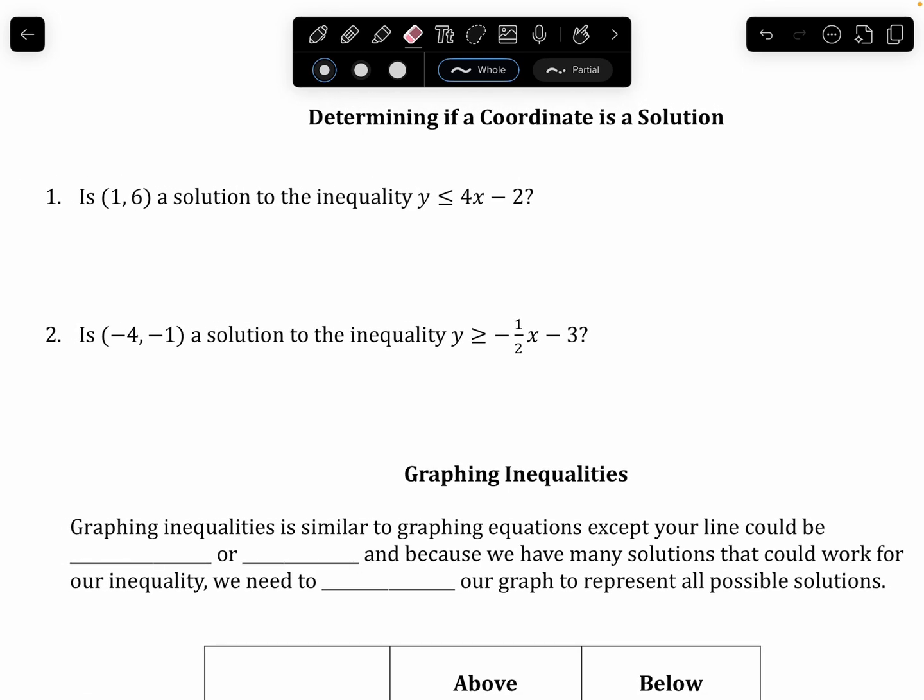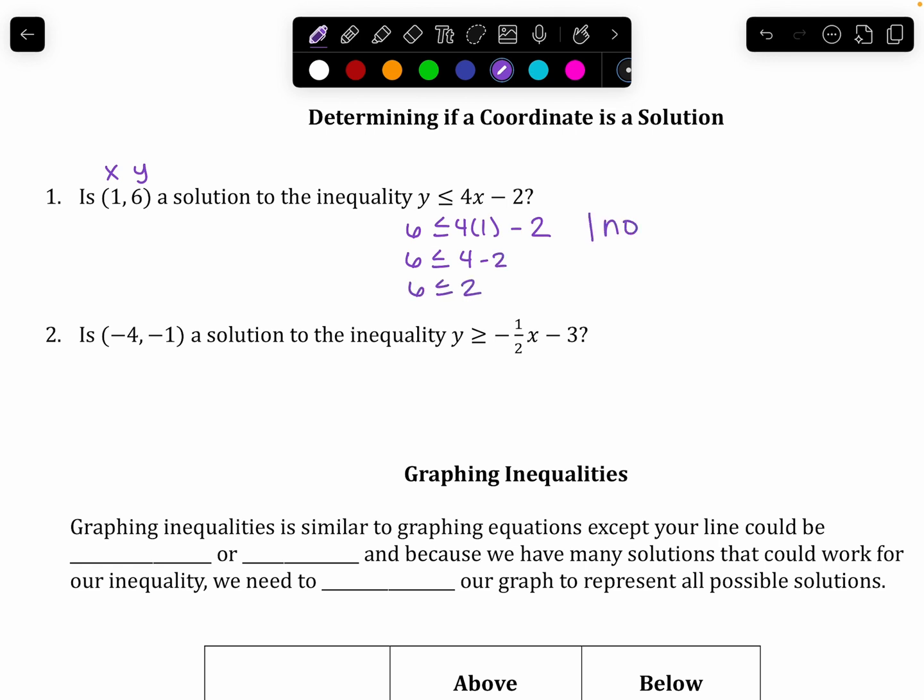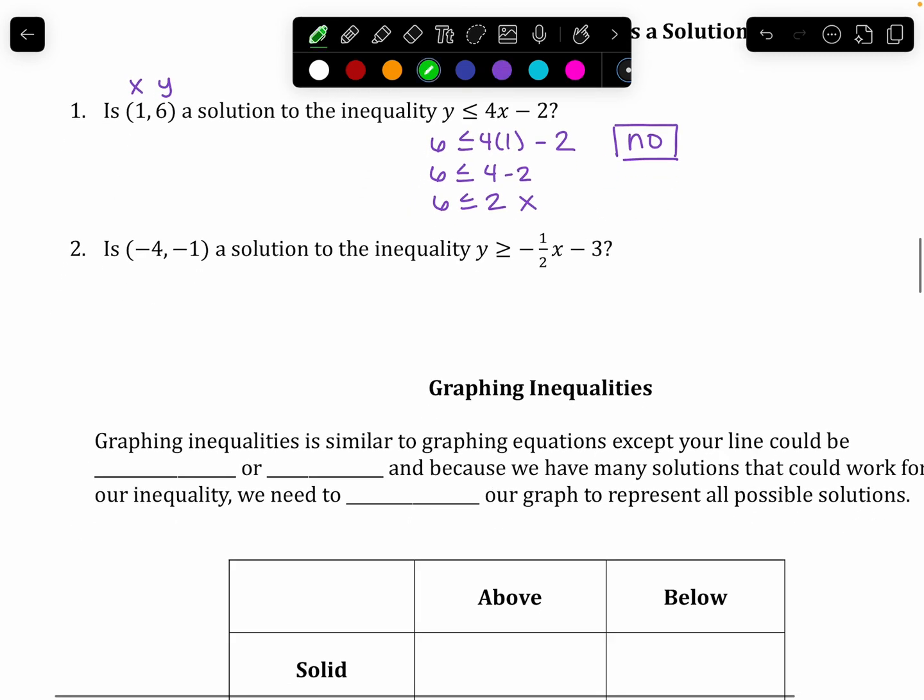Before we graph, we are going to determine if a coordinate is a solution. I think we've done this before with equations. It says, is (1, 6) a solution to the inequality y is less than or equal to 4x minus 2? 1 is going to be our x and 6 is going to be our y. I'm going to plug those numbers into my inequality over here. 4 times 1 minus 2. We have 6 is less than or equal to 4 minus 2. We have 6 is less than or equal to 2. Is 6 less than or equal to 2? The answer is no, so that is not going to be a solution.